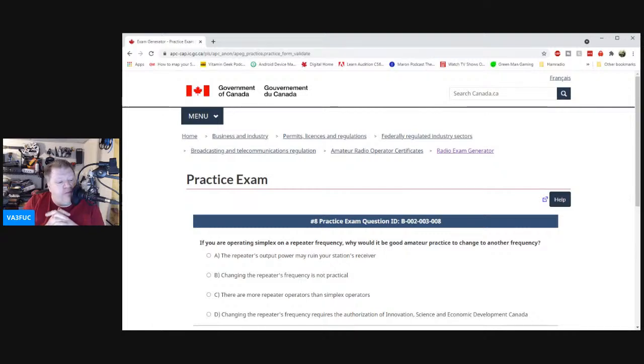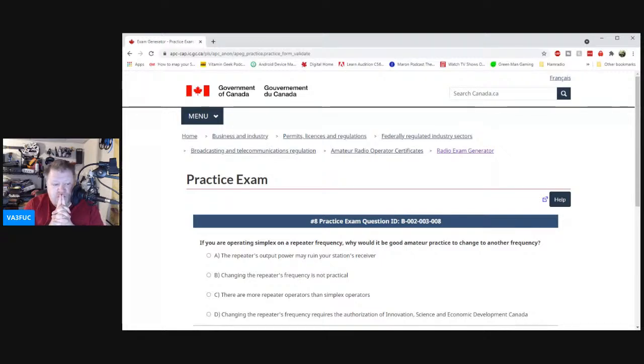If you are operating simplex on a repeater frequency, why would it be good amateur practice to change to another frequency? Well, there's many different rules to this, but let's go with the right answer that they're looking for. A, the repeater output power may ruin your station's receiver. B, changing the repeater frequency is not practical. C, there are more repeaters in operation than simplex operators. D, changing the repeater frequency requires authorization of Innovation, Science and Economic Development Canada.